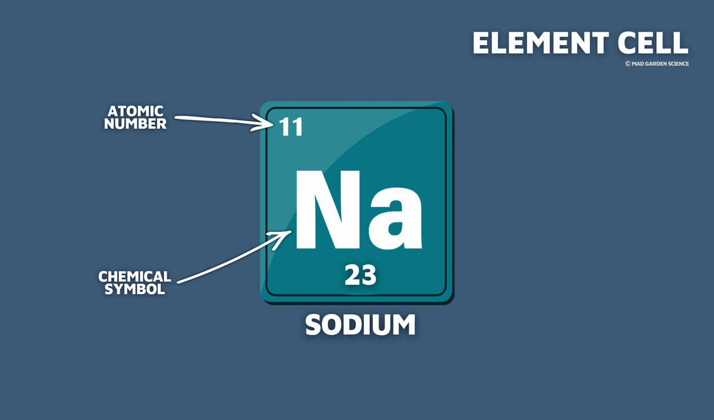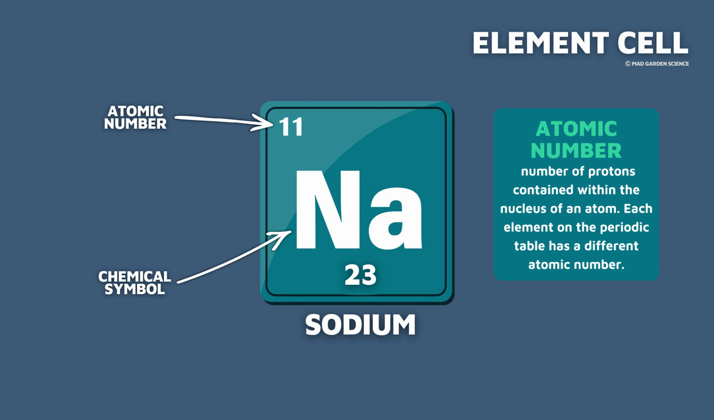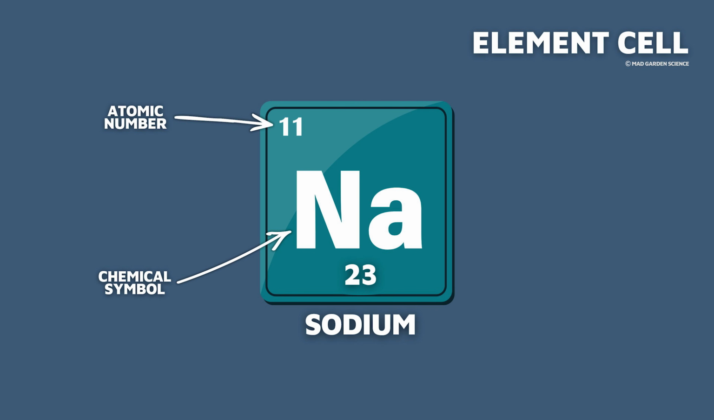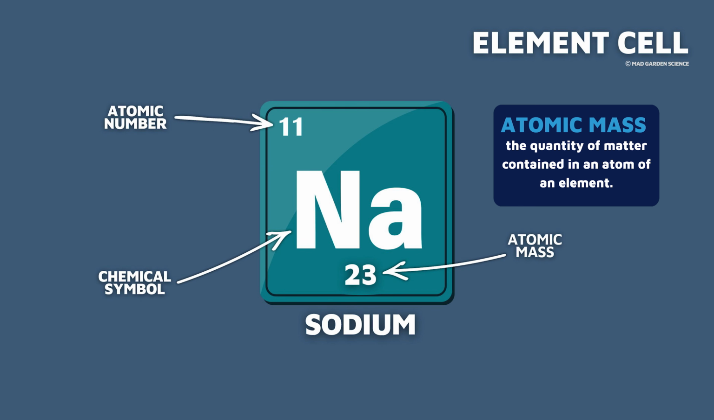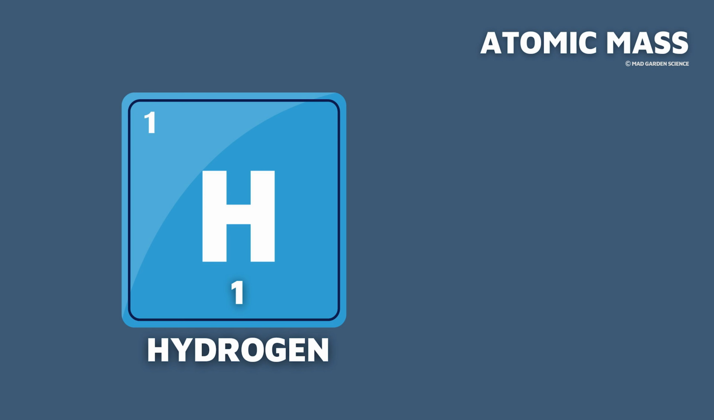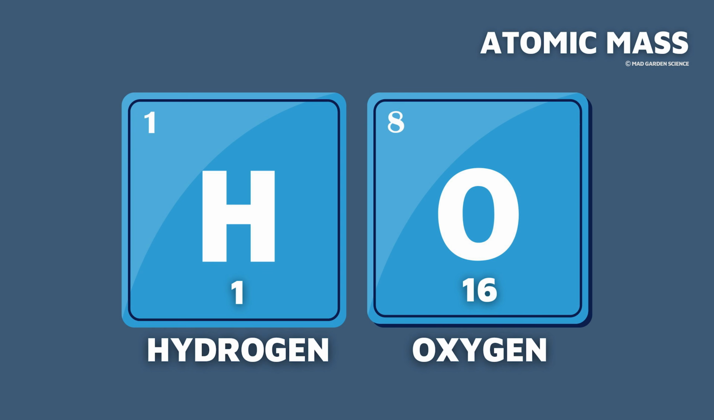Every element has what is called an atomic number, this number on the top, which is the same number as the element's number of protons. The number on the bottom is for the element's atomic mass. The atomic mass tells us how massive this element is compared to hydrogen. If you look at hydrogen's atomic mass, it's 1 atomic mass unit. If you look at oxygen, its atomic mass is roughly 16. This means that an atom of oxygen is about 16 times more massive compared to an atom of hydrogen.